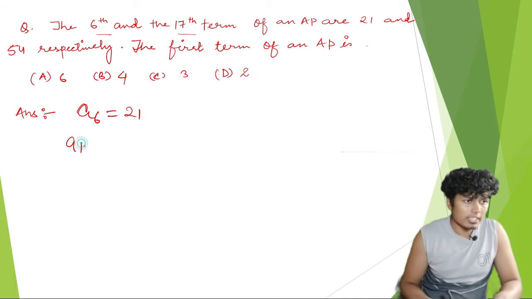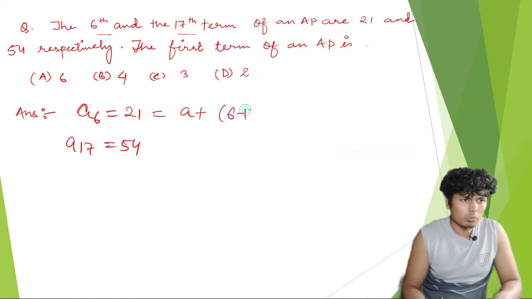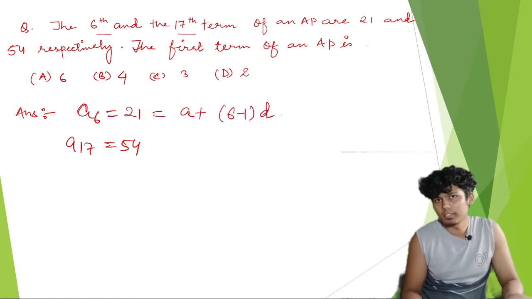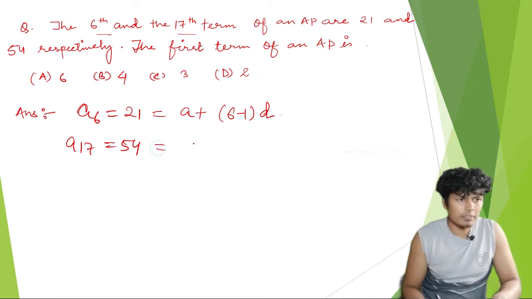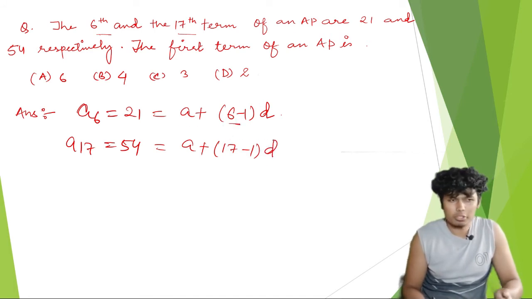And what is a17? It is 54. a6 is a plus 6 minus 1 d. Okay, and what is a17? a54? a plus 17 minus 1 d. Do not forget the formula: a plus n minus 1 d, so 6 minus 1, 17 minus 1 d.